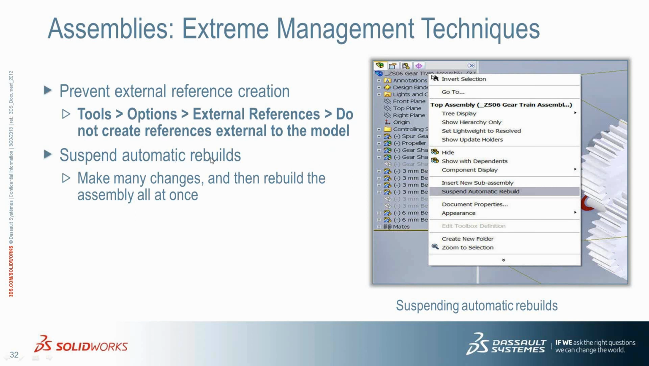Another one is Suspend Automatic Rebuilds. When you're working in a large assembly and you make changes and you exit out of a part and it takes 3 minutes to rebuild, why don't you just turn that off? If you right-click the upper level of an assembly, you'll see an option, Suspend Automatic Rebuild. That turns it off, and when you deselect it, it will rebuild when you're ready, not when it chooses to do so.